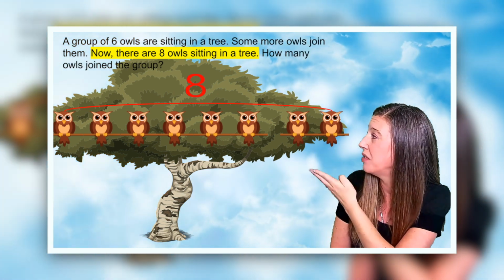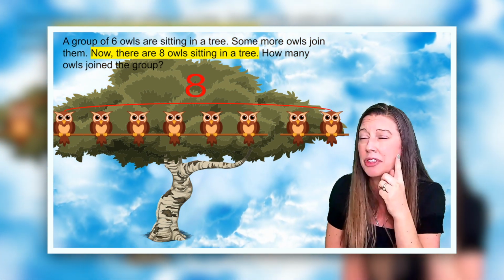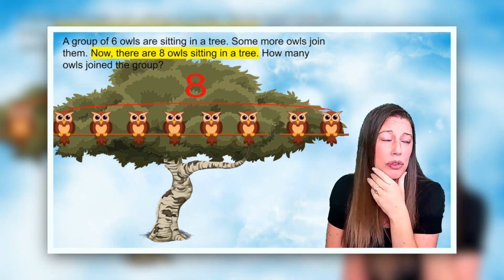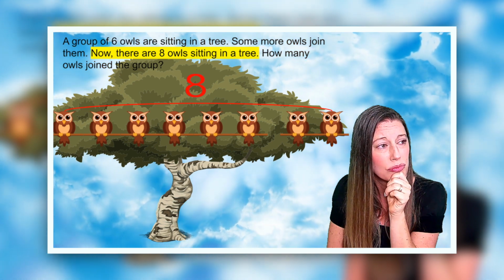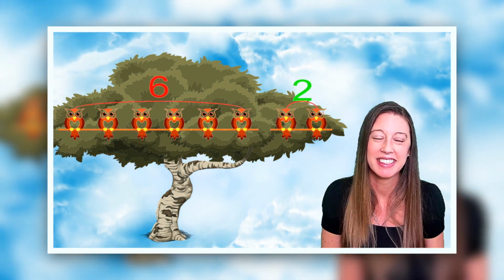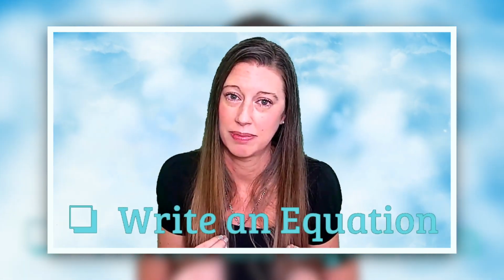So we have 6 already. What do I have to add to 6 to make 8 owls? 2 owls. That's right. You got it. You guys are such a big help. Now I'm thinking about using another math strategy. I'm going to write the equation. That always helps me organize my thoughts.